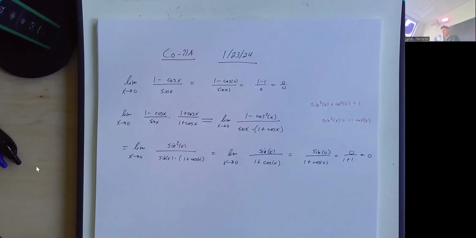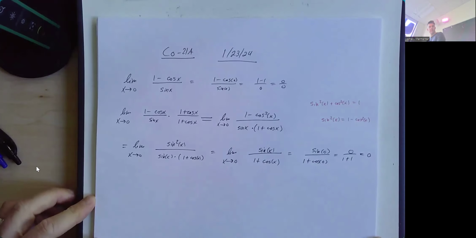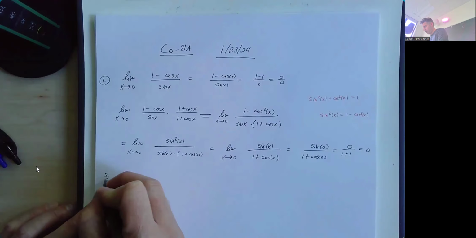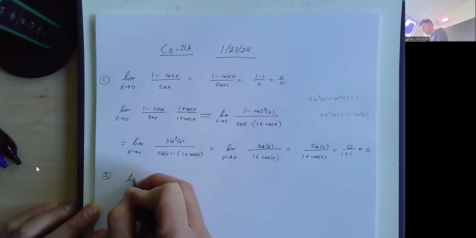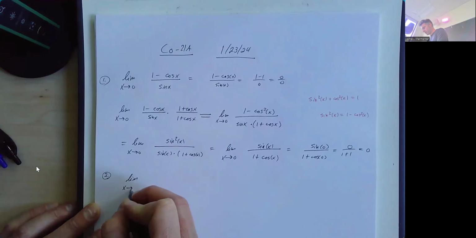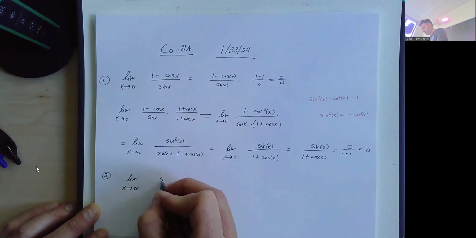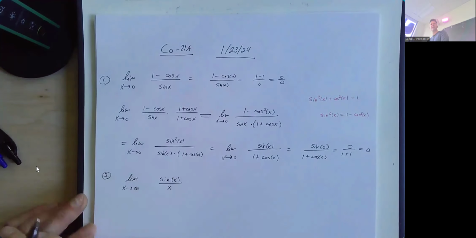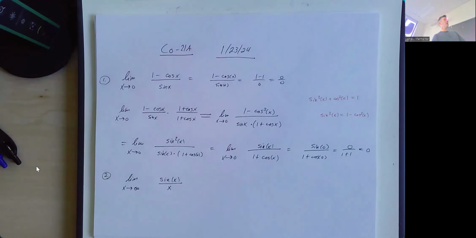Let's look at some more trig stuff. What about the following thing? The limit as x approaches infinity of sine of x divided by x. So sometimes you can kind of plug in infinity and think about what's happening. Sine of infinity is not something that really makes a lot of sense.